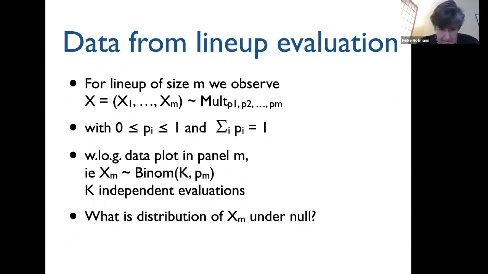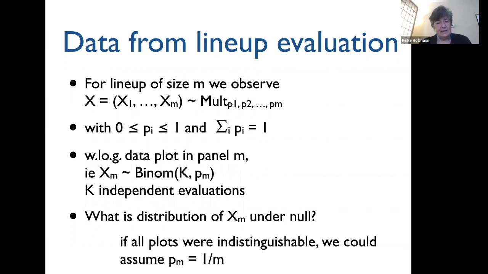So the question is, what's the distribution of the number of data plot picks under the null? We know that it follows a binomial distribution with k evaluations, but what is the value for p_m? If we can assume that all of these plots are indistinguishable, then it's just a random pick. So one out of those 20, 1 over m, for all of these plots.